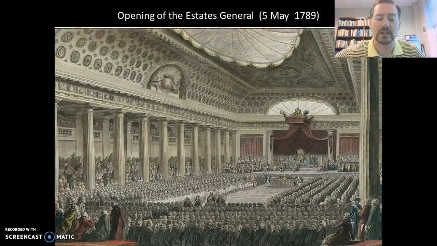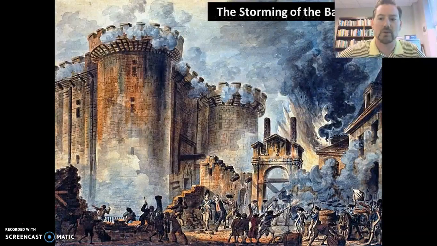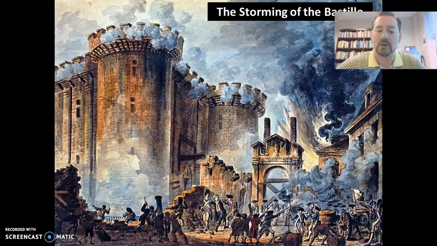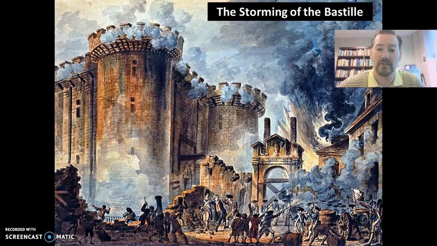This is an image of the opening of the Estates General in May 1789. So this is a typical looking parliamentary structure with people gathered all around to discuss important issues. The storming of the Bastille is going to take place in July of 1789.